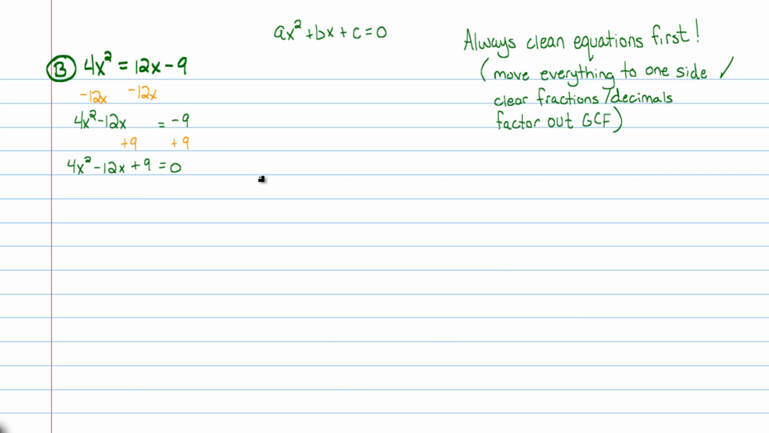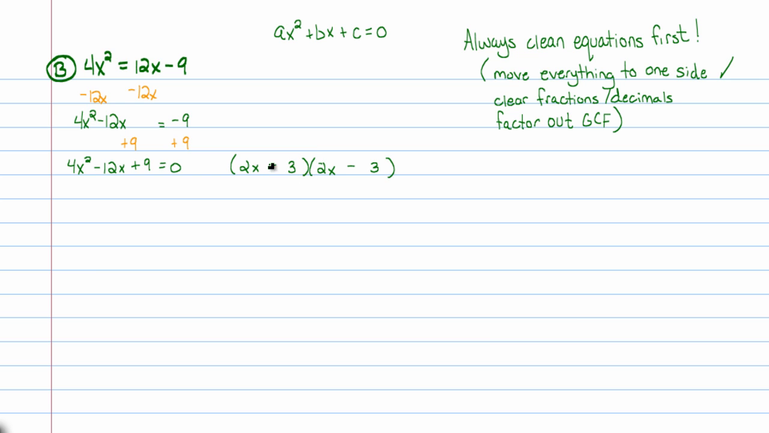I might try to factor this, and it might actually factor nicely. Let's see, 4x squared can factor to a 2x and a 2x. And 9 can factor to a 3 and a 3. So let's see if I put minus signs in front of these. This actually might factor as well.